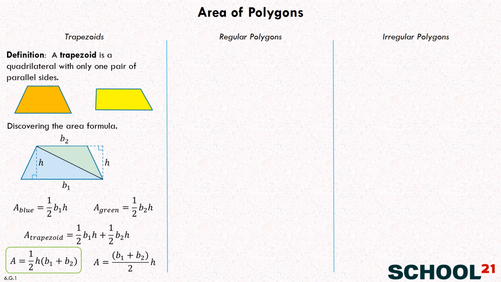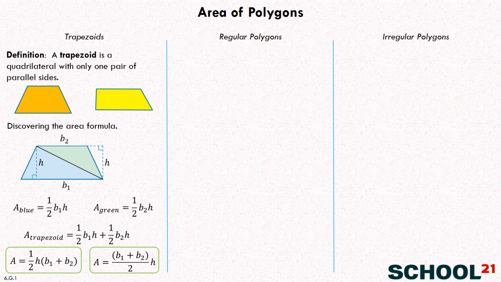It's kind of interesting because B1 plus B2 over 2 is kind of like the average of the upper base and the lower base. So that's one way to think of how you're getting the area of the trapezoid too: you average the upper and lower bases and then you multiply it by the height. Any way you think about it though, these are the two formulas that you can use.